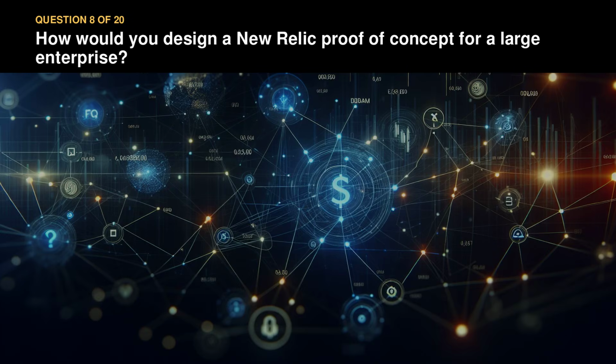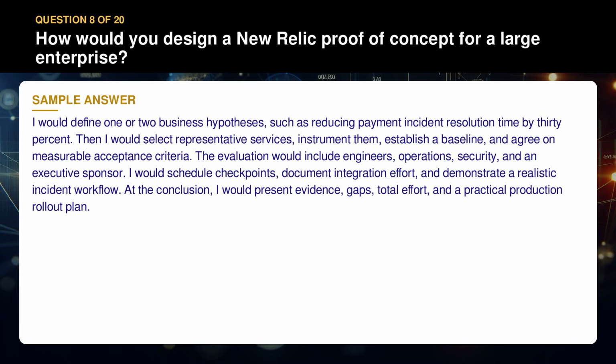Question 8. How would you design a New Relic proof of concept for a large enterprise? I would define 1 or 2 business hypotheses, such as reducing payment incident resolution time by 30%. Then I would select representative services, instrument them, establish a baseline, and agree on measurable acceptance criteria. The evaluation would include engineers, operations, security, and an executive sponsor. I would schedule checkpoints, document integration effort, and demonstrate a realistic incident workflow. At the conclusion, I would present evidence, gaps, total effort, and a practical production rollout plan.